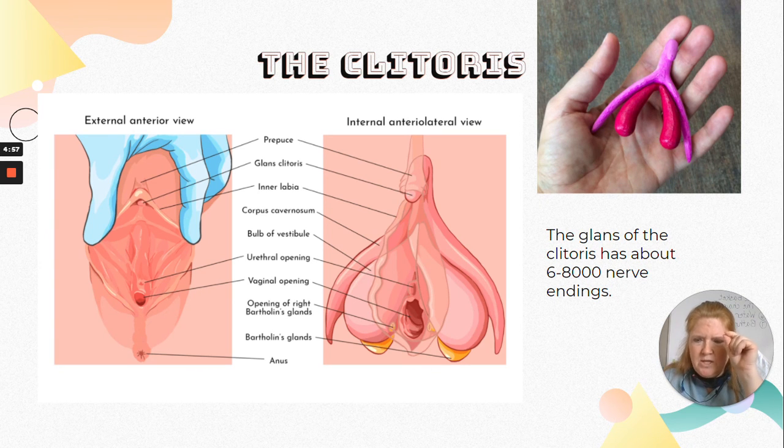That little glans piece, which is exposed, is the tiniest fraction of the actual clitoris. And you can see it goes around the side of the labia, and it is much larger than most people would even think. And all of the clitoris would have nerves which can be stimulated. But the glans of the clitoris, just like the glans of the penis, has about 6,000 to 8,000 nerve endings. There isn't a lot of research on how many are in the rest of the clitoris.